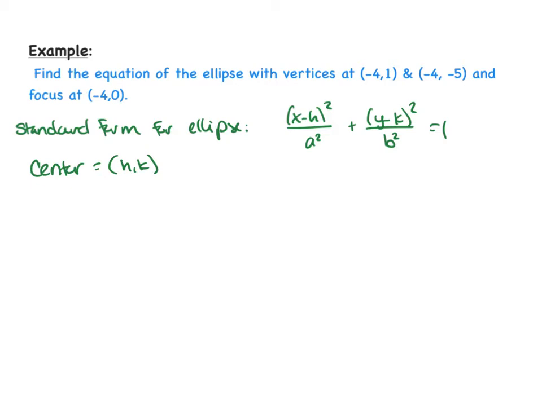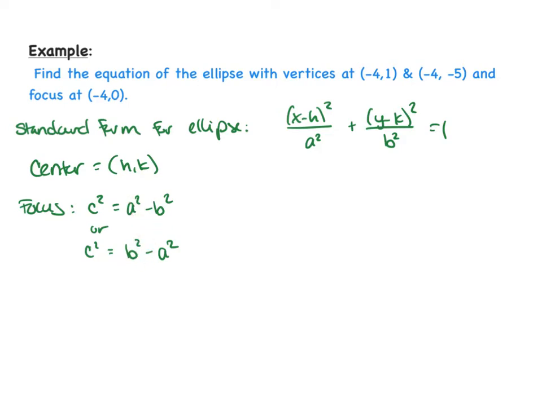Also, the distance from the center to the focus is given by the formula c squared equals, depending on which is bigger, a squared minus b squared, or b squared minus a squared. We don't want our c to be the square root of a negative number, so whether a is bigger or b is bigger, that'll dictate which one of these we choose.